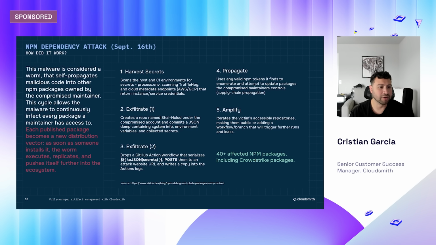This one would harvest secrets, exfiltrate data twice in different ways, self-propagate, and then essentially continue to amplify its damage. Okay, so again, these attackers are looking for cloud secrets, right? They're looking for build secrets. They're looking for anything they can do to penetrate the network, backdoor in, and start causing damage. Okay.